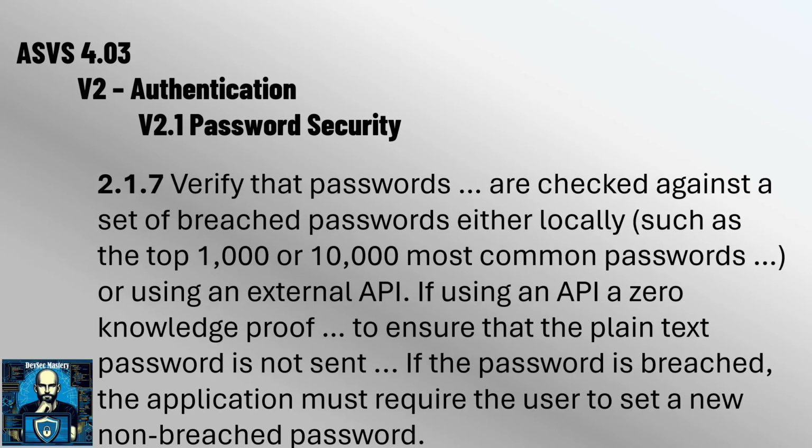2.1.7 is a long one. I've shortened it a little bit. Essentially what it's saying is verify that the passwords are checked against commonly used passwords. So if you were to do a search for GitHub top 1000 passwords or top 10,000 passwords, you could get a big list of the most commonly used passwords. And you can use that as a source to say if a user uses one of these passwords, then reject it. Say no, choose a better password.